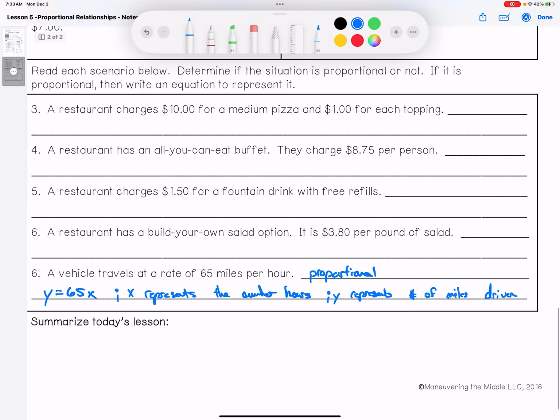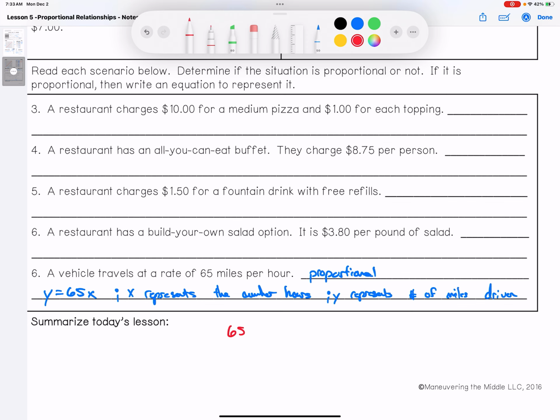So it is proportional. Y equals 65X. X represents the number of hours, excuse me, I messed that up. Y represents the miles traveled. If you don't know how to do that, let's think about it.